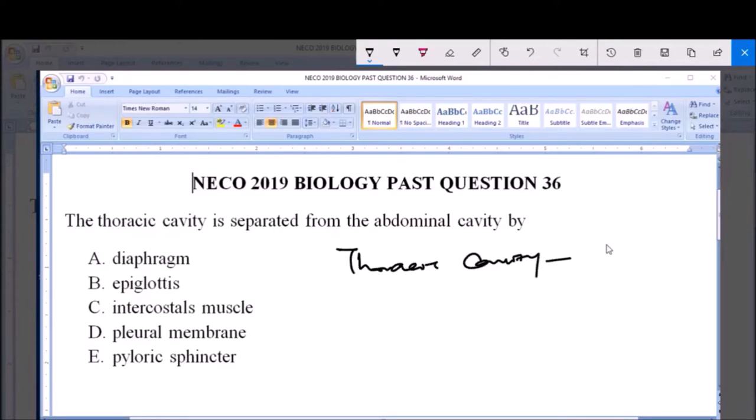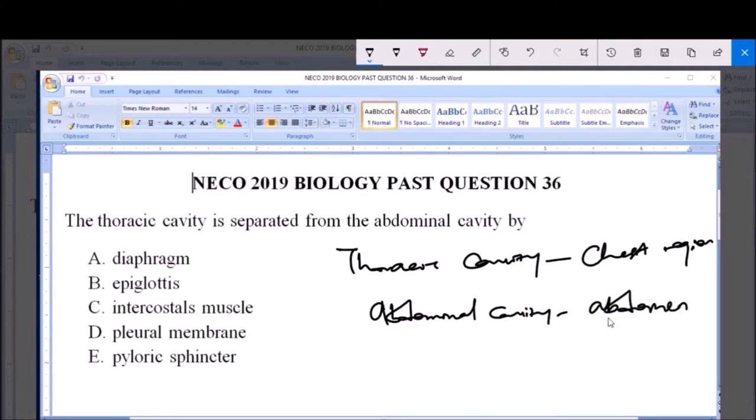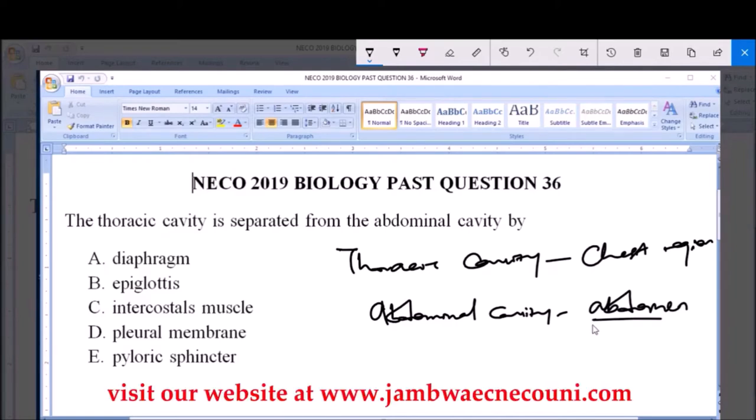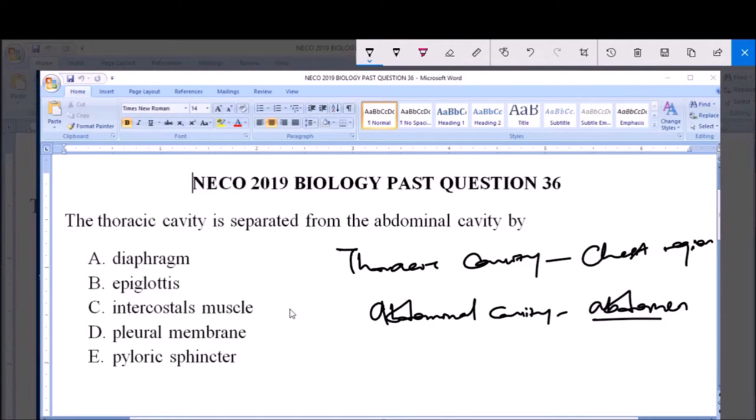the thoracic cavity is the chest region, that is the region consisting of the ribs and the sternum, that is the breastbone. Then the abdominal cavity is the abdomen, the part containing our viscera, that is the stomach, the liver, and the intestine. Now this thoracic cavity contains the heart and the lungs, but it is separated from the abdominal cavity by a muscle known as the diaphragm.